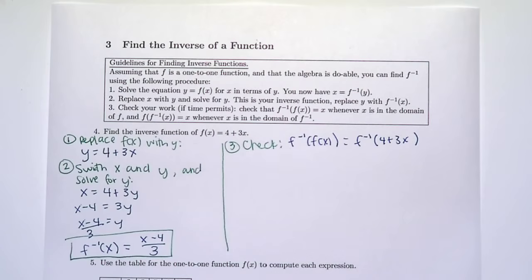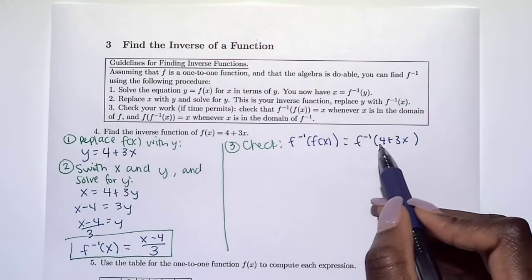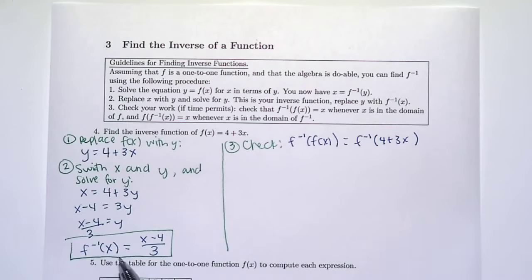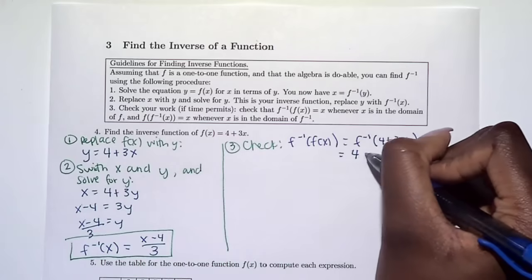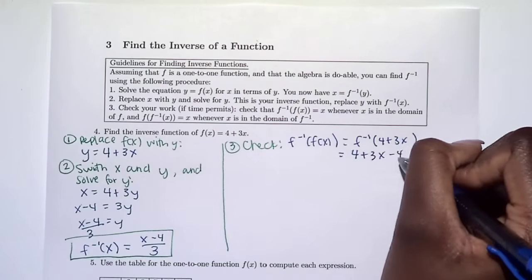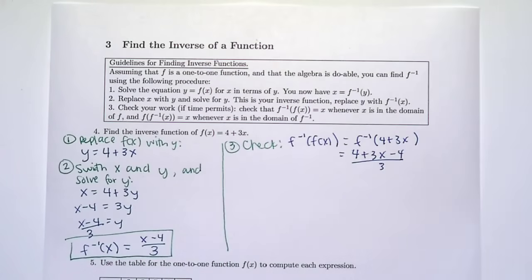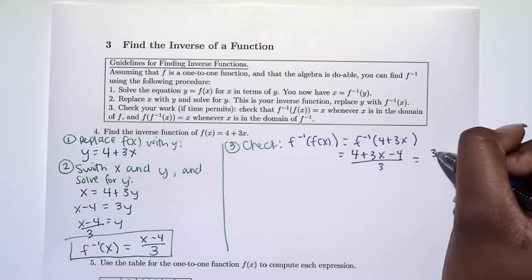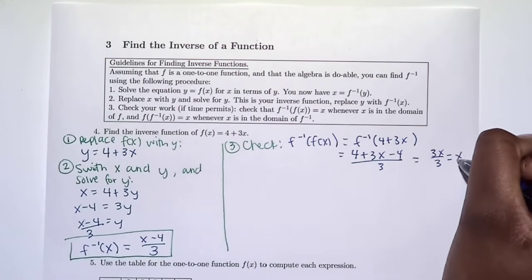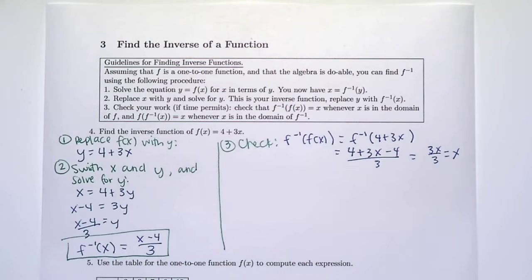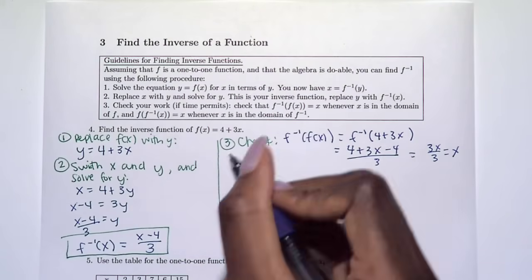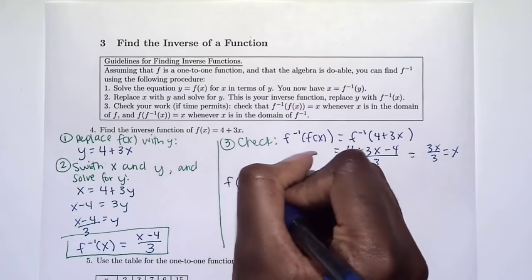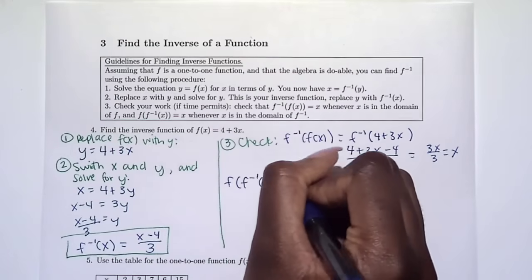Okay. So now we want to plug in 4 plus 3x into our inverse function. And we get x, so this is promising. We composed two functions and we got out exactly what we put in. Okay, now let's go the opposite way. Let's find f of f inverse of x.